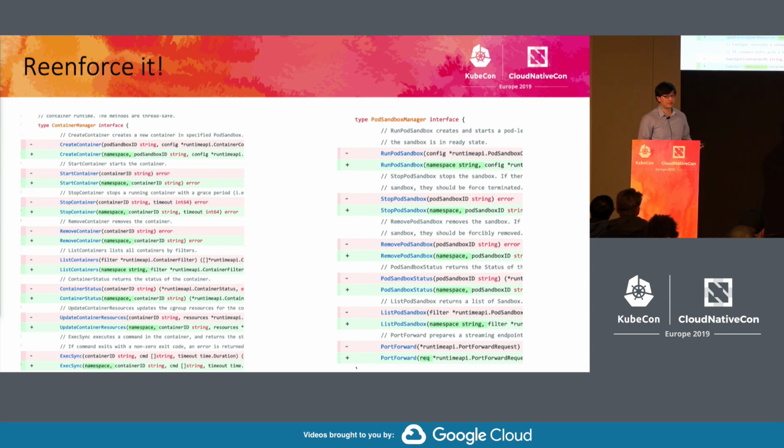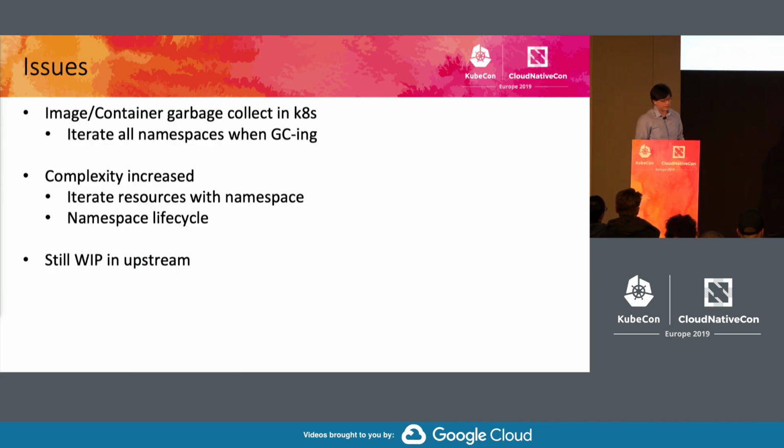So basically, this feature adds a new dimension to every method in the CRI, so it may bring up some issues. Before this feature, the GC procedure was quite simple. It lists the resources in a single namespace and does the GC work.